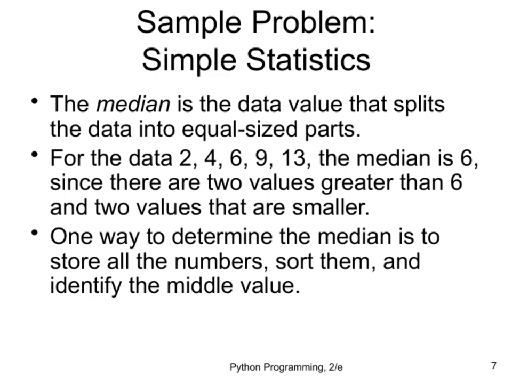That's because there are 2 values greater than 6 and 2 values smaller than 6, so it sits right in the middle. One way to find the median is to store all the numbers, sort them in order, and then identify the middle value. This approach works well, especially when dealing with small data sets.